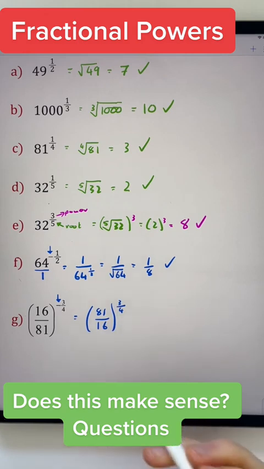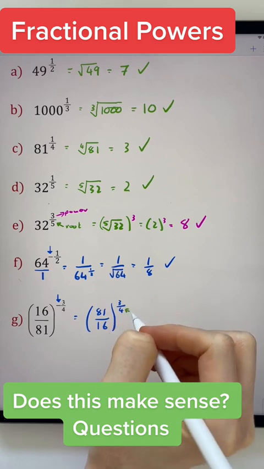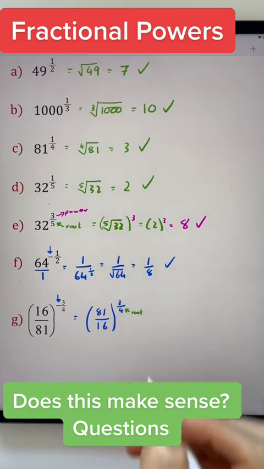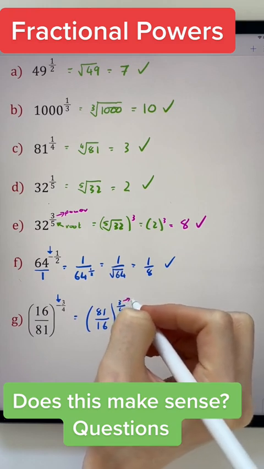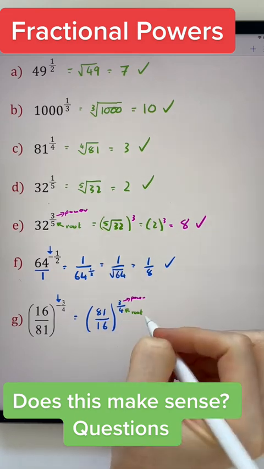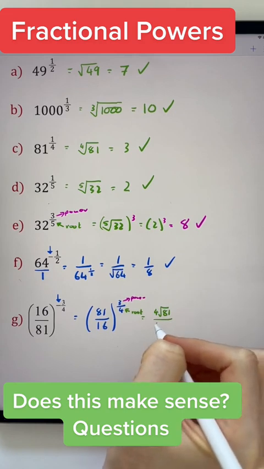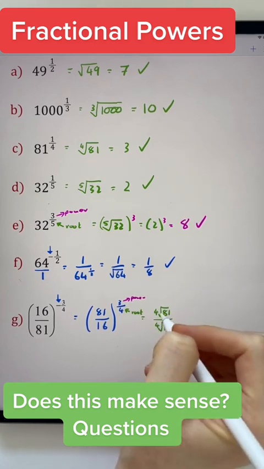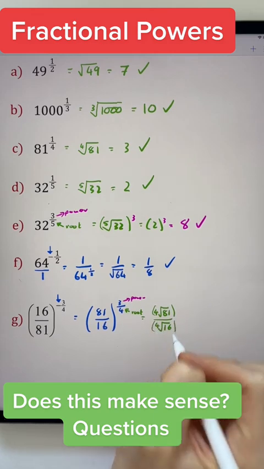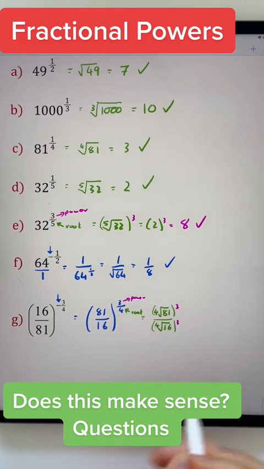Again, we know if we've got a fractional power, the number on the bottom of the fractional power represents the root, and the number on the top represents the power. We always do the root first. So here we've got 4 on the bottom. So therefore I'm going to do the fourth root of 81. And I'm going to do the fourth root of 16. And I'm going to power to 3. So I'm going to cube the top and the bottom.